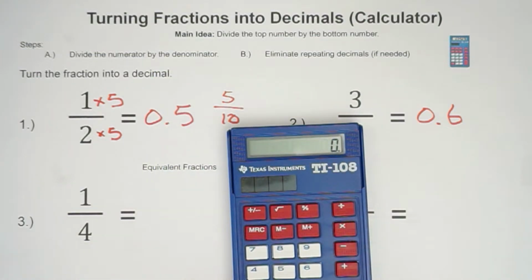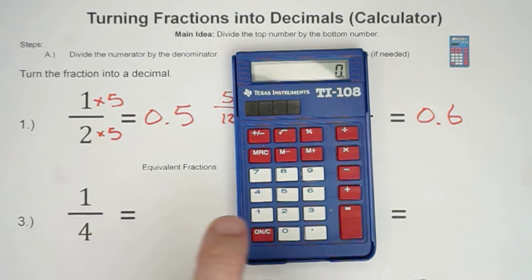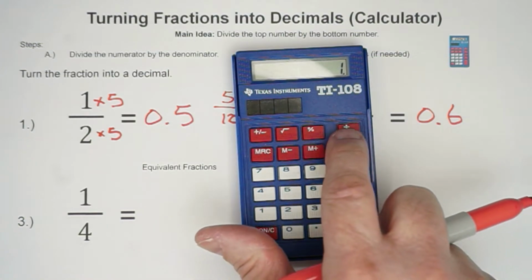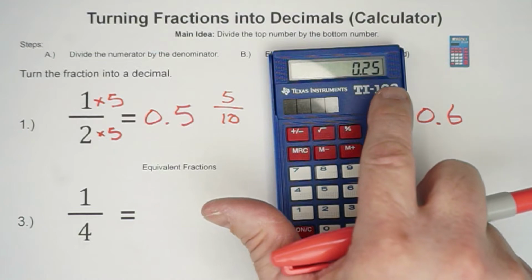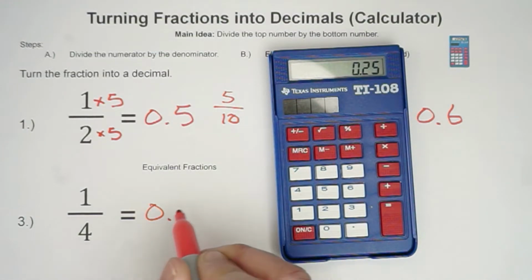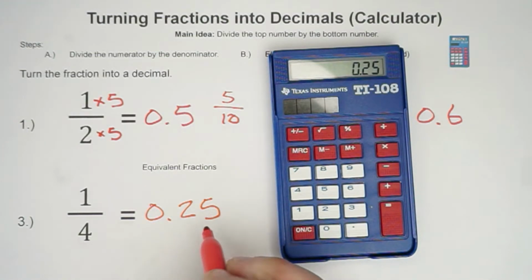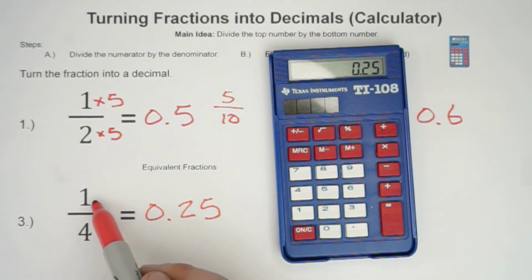Okay, let's try 1/4. We're going to take 1 divided by 4, which is equal to 0.25. Now you would read this as 25 hundredths because that 5 is in the hundredths. Again, this is an equivalent fraction. Remember, if I were to multiply the 1 by 25, it would be 25, and the 4 by 25, that would be 100, and this is 25 hundredths.